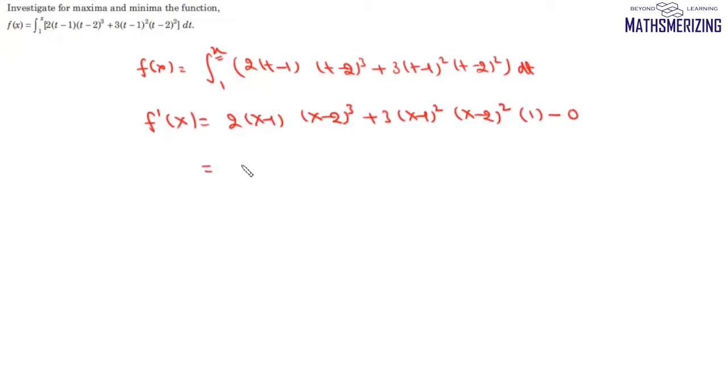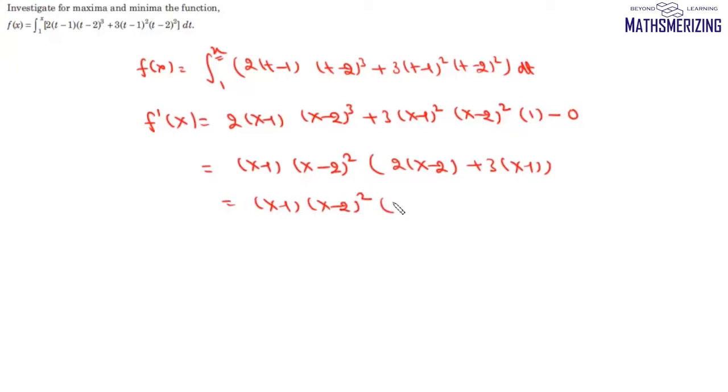Now we can write this as (x − 1)(x − 2)² into (2x − 2) plus 3(x − 1), which we can write as (x − 1)(x − 2)² and then (5x − 7). Now if we put it equal to 0, we'll get 3 critical points: 1, 2 and 7/5. Now there is an even power at (x − 2)², so that means there is no sign change at 2. So this 2 is nothing but a point of inflection.